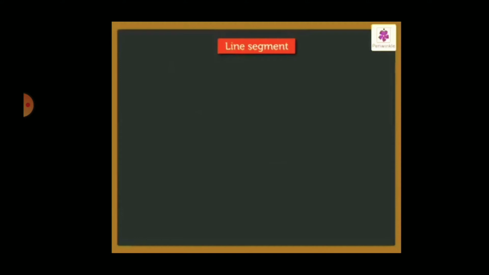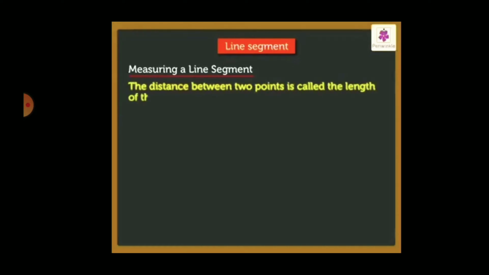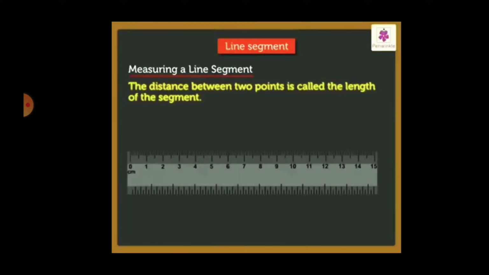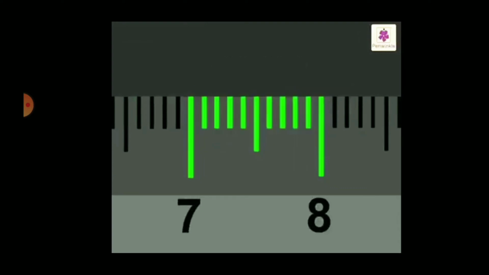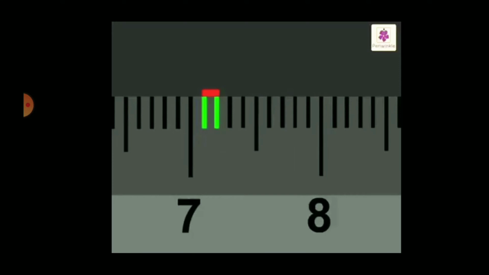Now, let us see how to measure a line segment. The distance between 2 points is called the length of the segment. To measure a line segment, we use a ruler. A ruler is marked with centimeters. Each centimeter is divided into 10 parts. Each part is 1 millimeter.